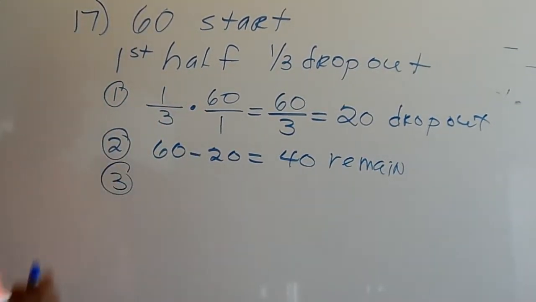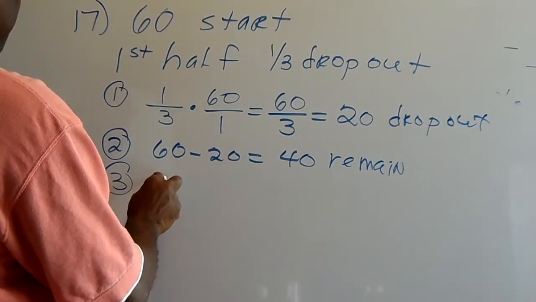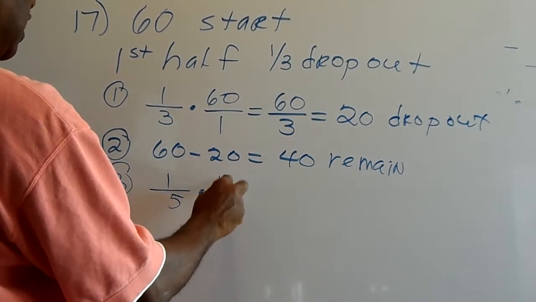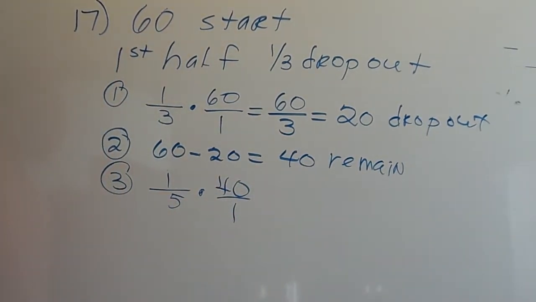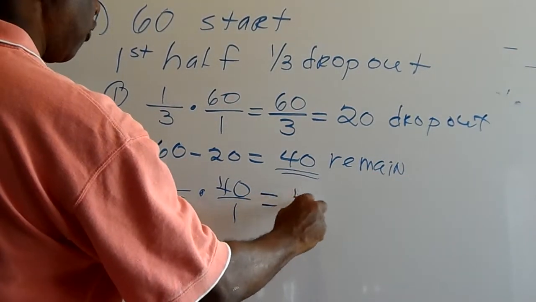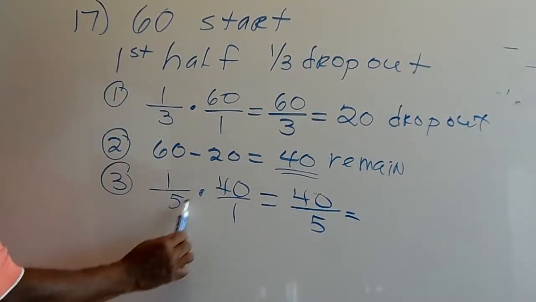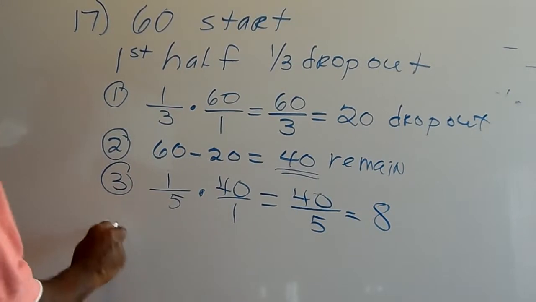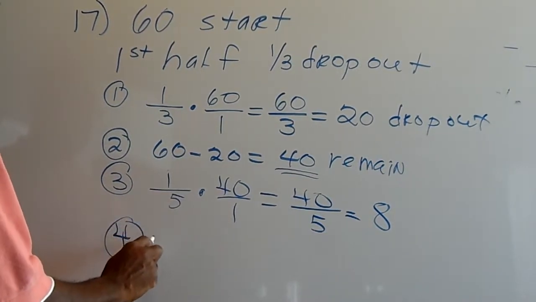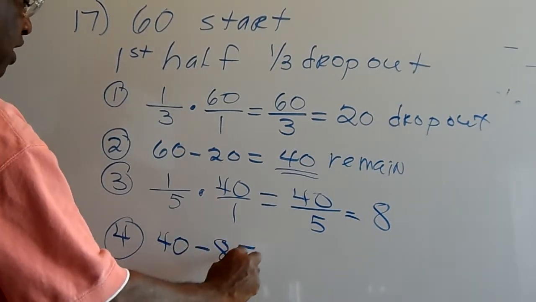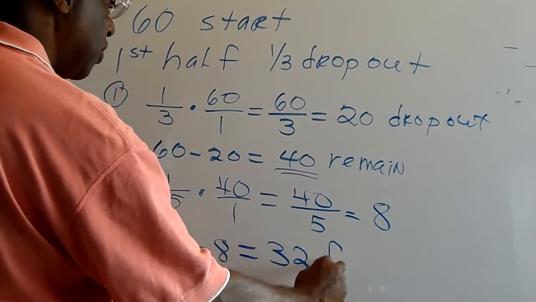Step 3. It says in the second half of the race, how many dropped out? 1/5. Right? 1/5 drop out. So then we have to figure out what is 1/5 times the remaining runners, which would be 40 over 1. Why 40? Because that's how many remained after 20 dropped. Multiply the tops: 1 times 40 is 40. Multiply the bottoms: 5 times 1 is 5. That gives us 8. So how many finished? Okay, so 40, and then 8 more drop out, and that gives us 32 runners who finished the race.